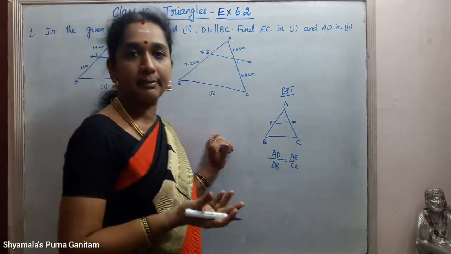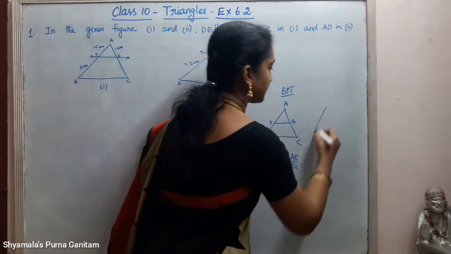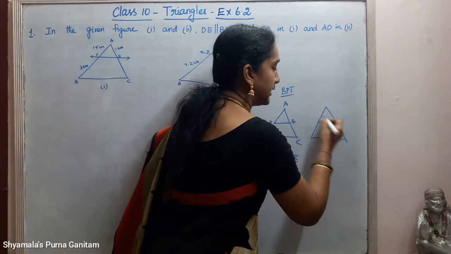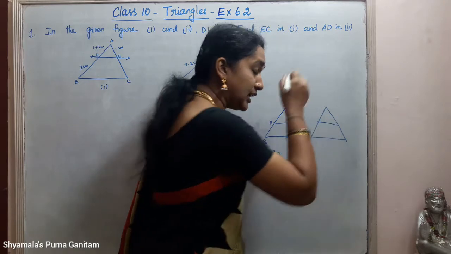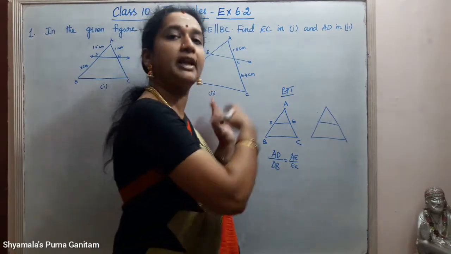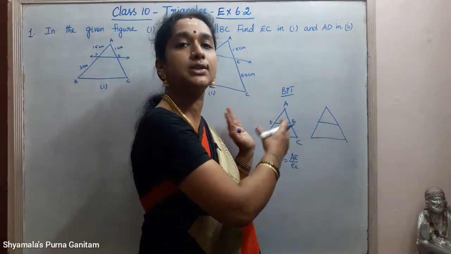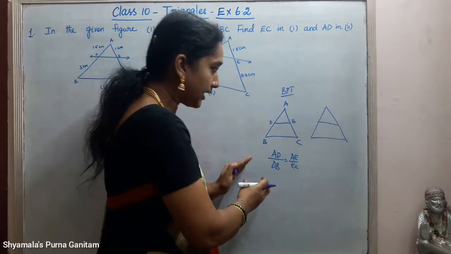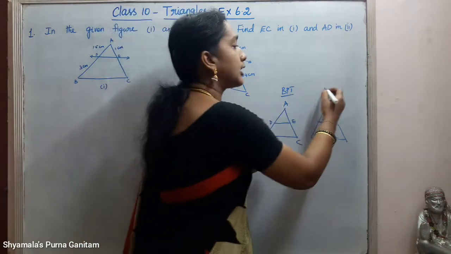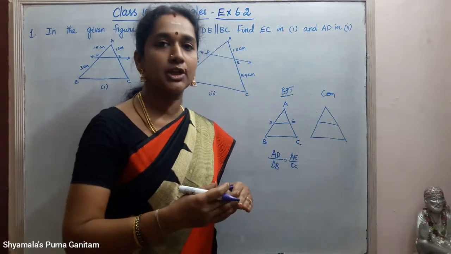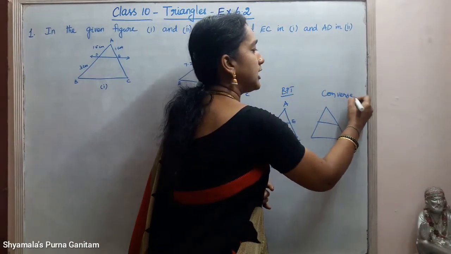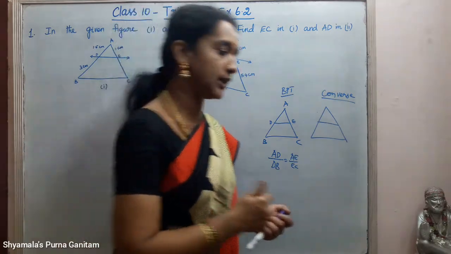The converse of BPT is the other thing, that is, when a line divides two sides of a triangle in some common ratio, then the line is parallel to the third side. Here, when the line is drawn parallel, the sides are proportional. The converse is, if the sides are proportional, then the given two lines are parallel. So, these two theorems we are going to use to do the exercise sums.